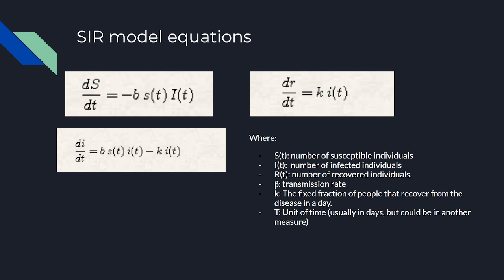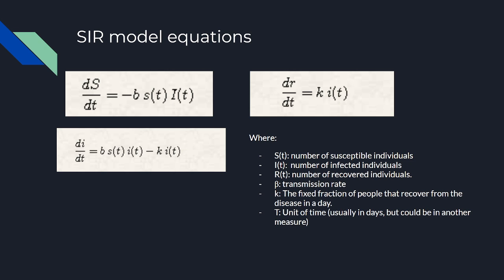Here, S(t) is the number of susceptible individuals, I(t) is the number of infected individuals, R(t) is the number of recovered individuals, beta or b is the transmission rate, k is the fixed fraction of people that recover from the disease in a day, and t is the unit of time, which is usually days but can be measured in minutes, months, years, whatever.